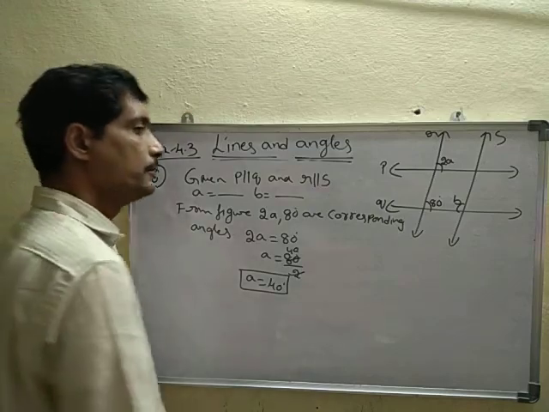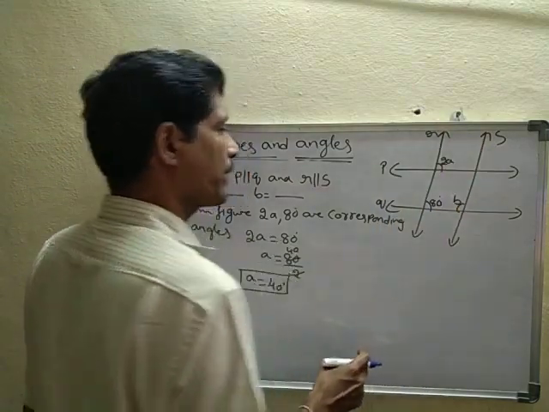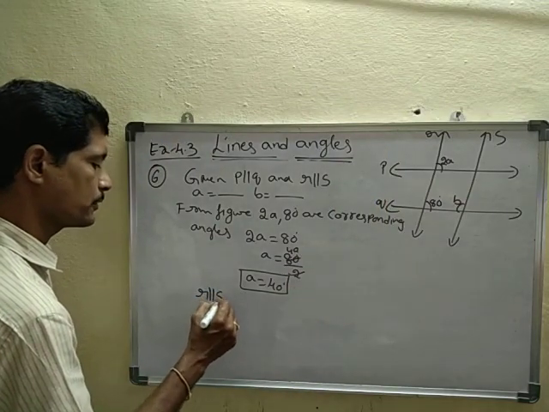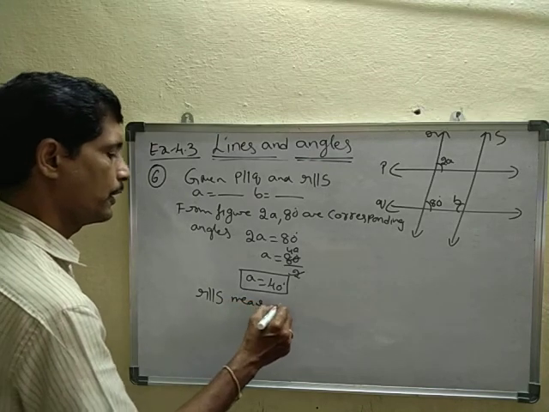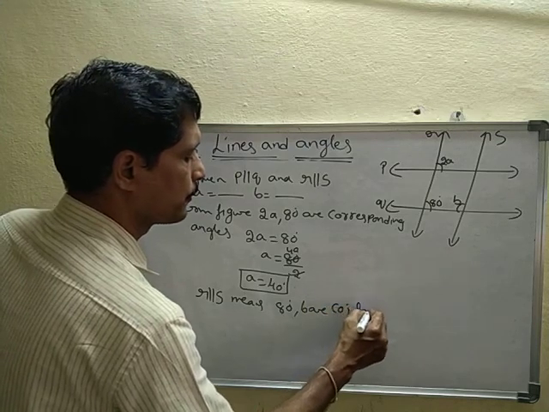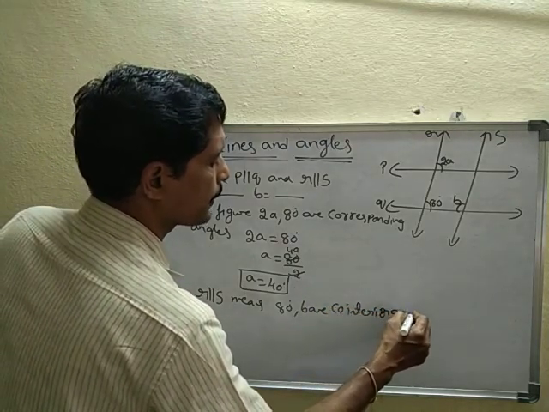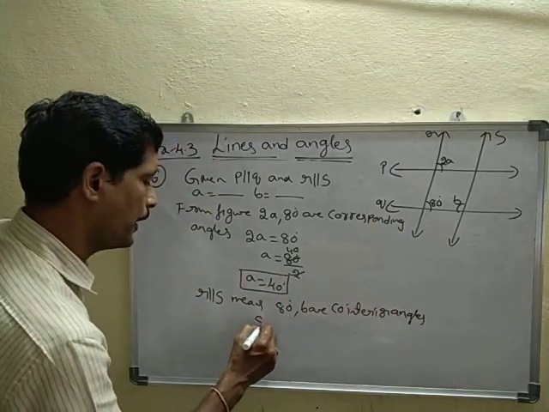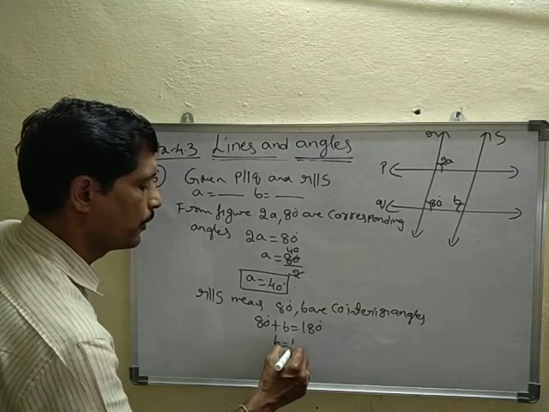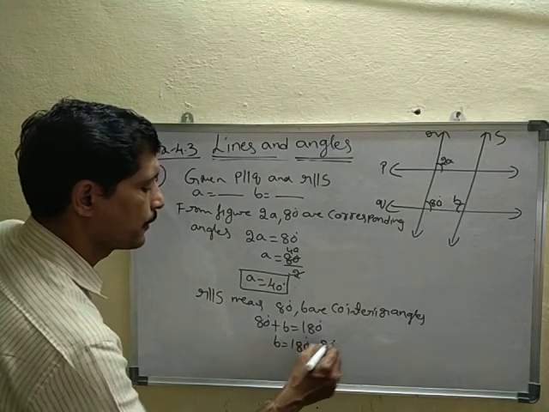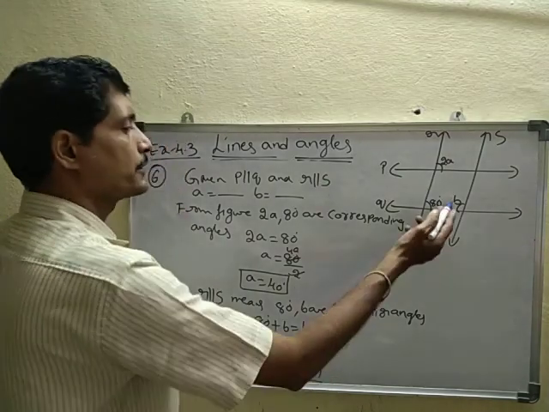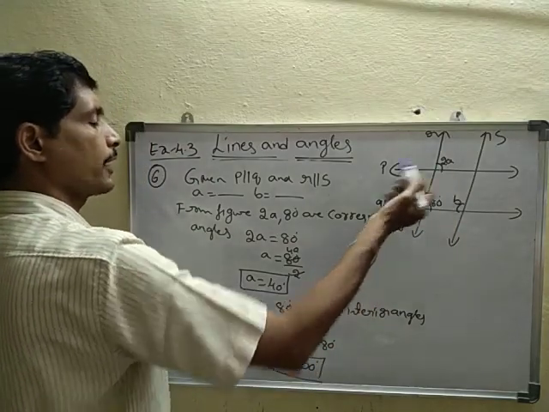Next one. R parallel to S means 80 and B are co-interior angles. Therefore, sum of those angles, 80 plus B equal to 180 degrees. Therefore, B equal to 180 minus 80. Therefore, B equal to 100 degrees. 100 plus 80, that is 180. Here 80, here also 80.